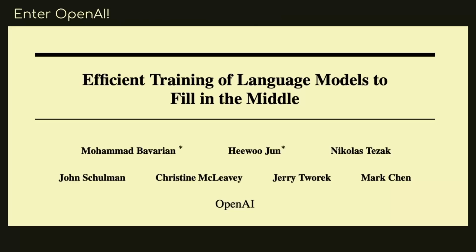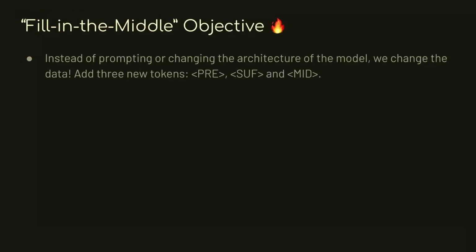It's an OpenAI paper and it's pretty long, so it may sound like, oh my god, they're going to introduce some groundbreaking architectural changes. Actually, no. Instead of prompting or changing the architecture of a large language model, they just change the data, and that's a really smart way of approaching things. Instead of new attention modules or stuff like that, they just change the data. They add 3 new tokens to the tokenizer and the data as a whole: pre, suff, and mid. So prefix token, suffix token, and middle token.